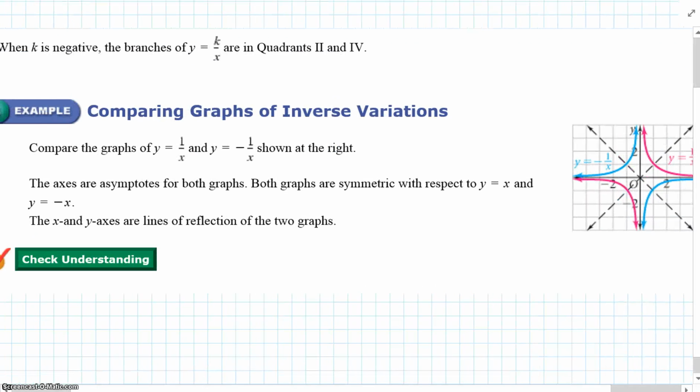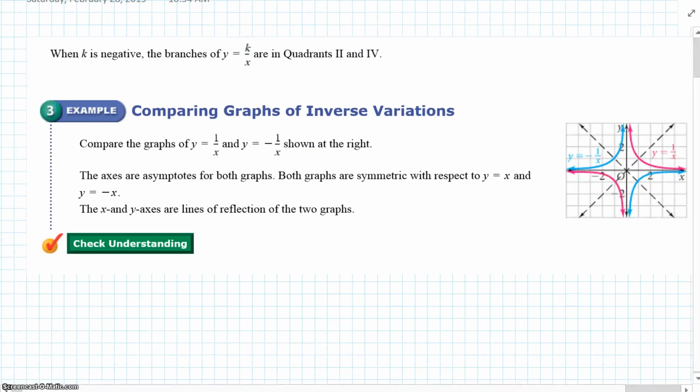When k is negative, the branches are in quadrants 2 and 4. Compare the graphs of y equals 1 over x and y equals negative 1 over x. Since my k value is negative, that's going to be in quadrants 2 and 4. And when positive, it's going to be in quadrants 1 and 3. The axes are asymptotes for both graphs, and both graphs are symmetric with respect to y equals x.